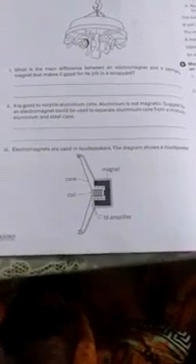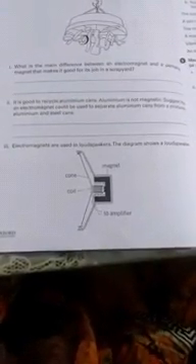Electromagnets are used in loudspeakers. The diagram shows a loudspeaker. This is the diagram of a loudspeaker. Where are loudspeakers used? Loudspeakers are used in the TV, radio, etc.